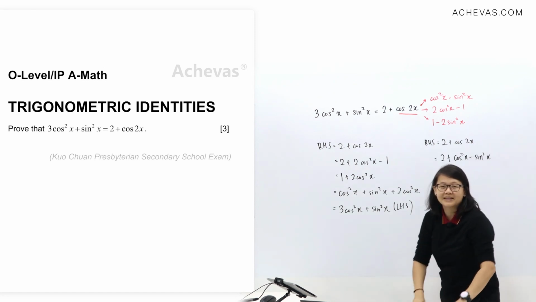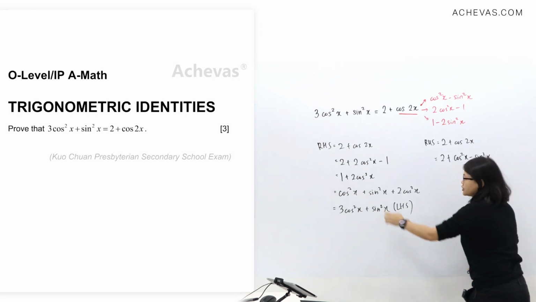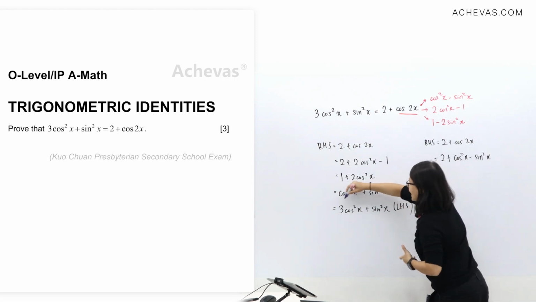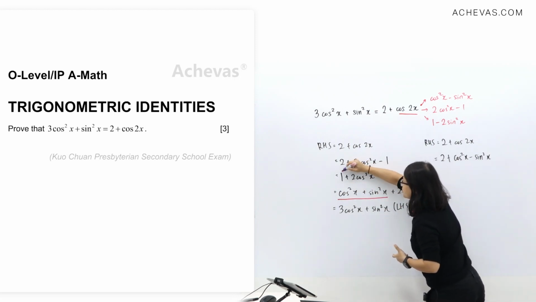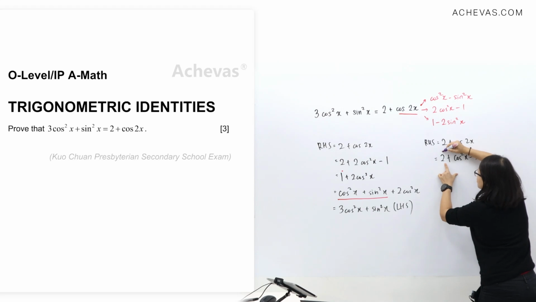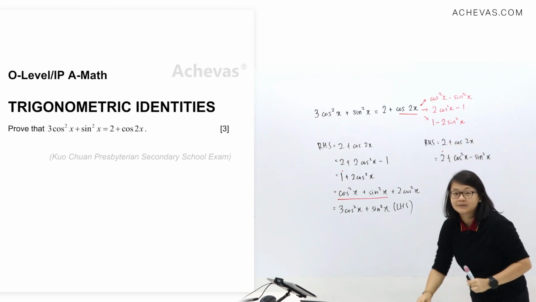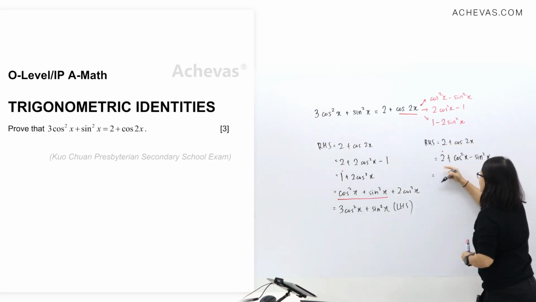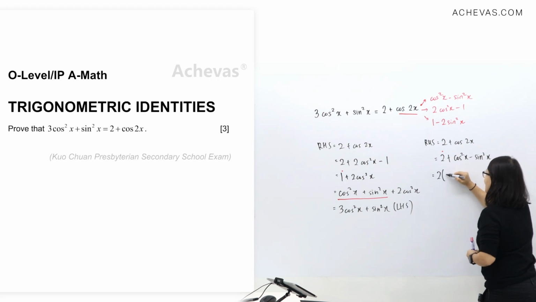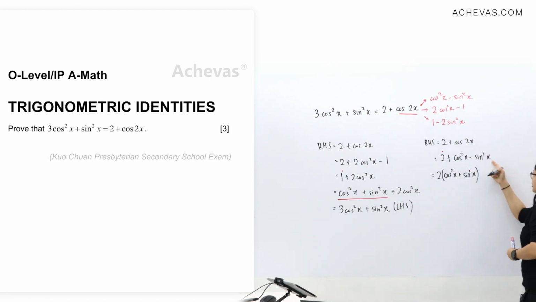This one here might be a bit tough for some students to see, because changing 1 to this identity is more commonly used. And what if you have 2? It will be the same thing. I'm just going to introduce 2 multiplied by cos square x plus sine square x. Okay, and I'm going to continue this one here. Cos square x minus sine square x.